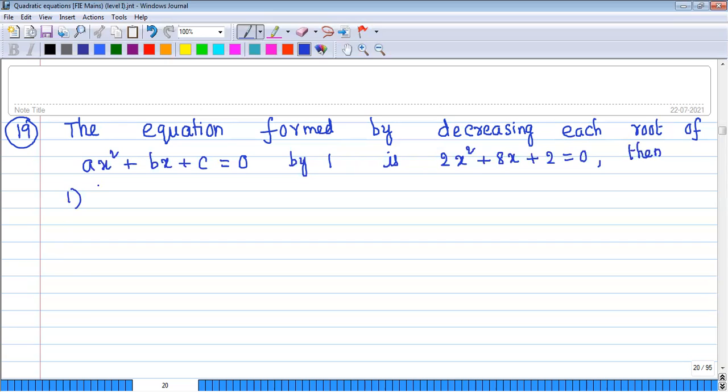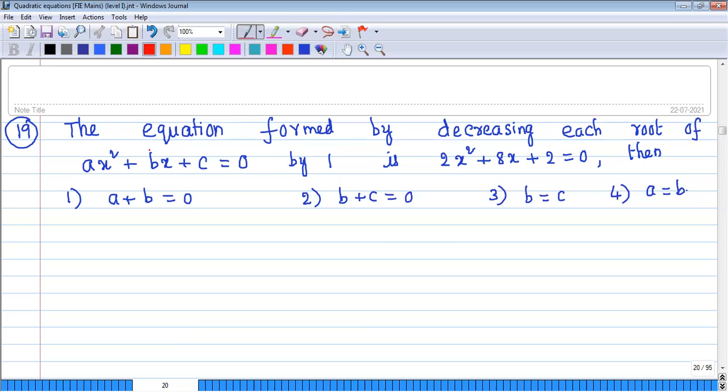first option, a plus b equals to 0. Second option, b plus c equals to 0. Third option, b is equal to c. Fourth option, a is equal to b. So let us try to solve this problem now.